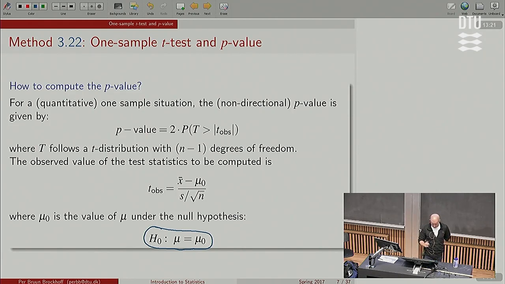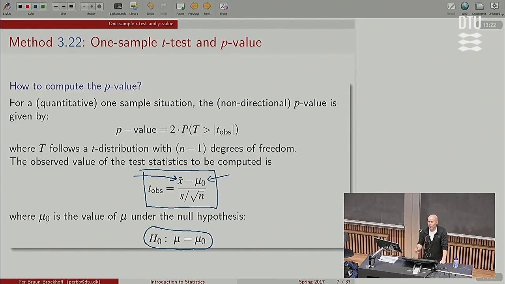So we have a number mu0. What I do is to compute the difference between the data and the hypothesis. I think it's very common sense. I hypothesize this, I have computed this mean. So of course, if I should say something about whether or not I believe this hypothesis mu0, I should compare the data with the hypothesis.